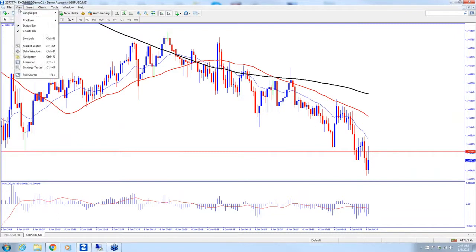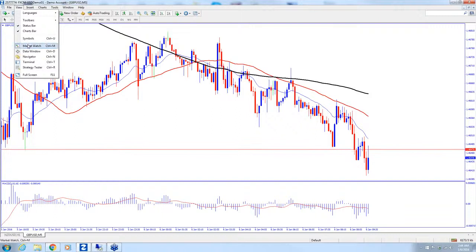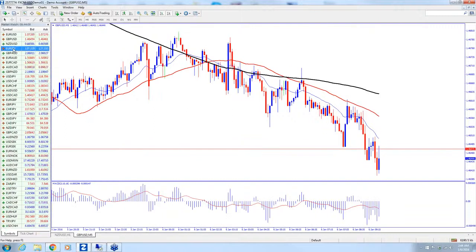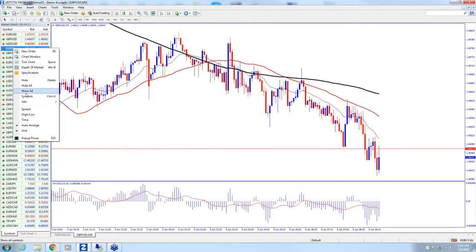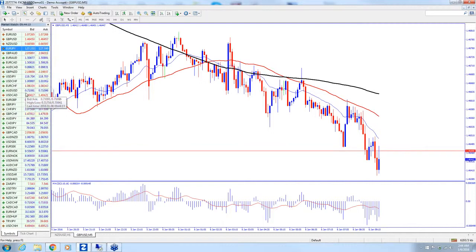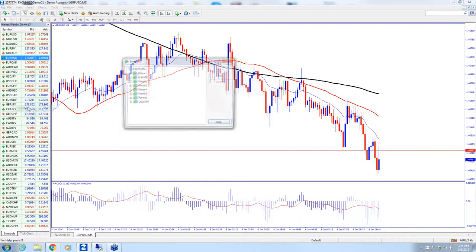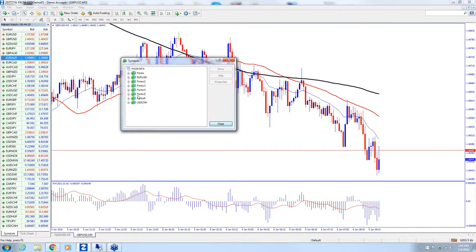Up on the top left, go to Market Watch. You see Market Watch? Right click, show all. Then I like to do this: right click, symbols, and that gives you this box. So you're right clicking a lot. So guys, pay attention to me. Right here.